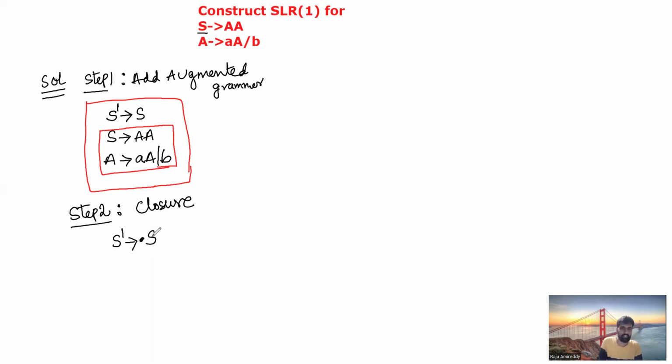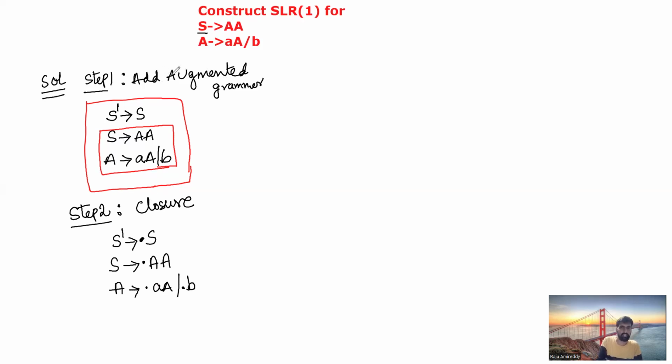When there is an S, you see what productions we have for S. Just write the production as it is: S → AA. Again we have a dot, and after the dot we have A, so A → aA | b with a dot before each. So this is called a closure.